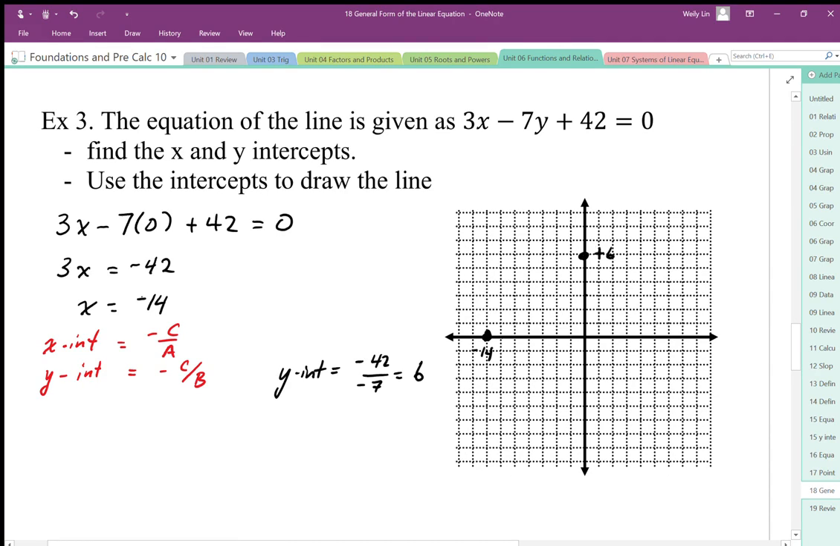So we end up with a y-intercept of positive 6. Okay, so there it is. Using those two coordinates, we can graph the line. I'm just going to connect those points. And there's the graph of my line. Again, we can find this by using the intercepts, and the general form is fairly easy to use to find these intercepts. I'm just going to highlight these, because these are useful ways to graph the line.